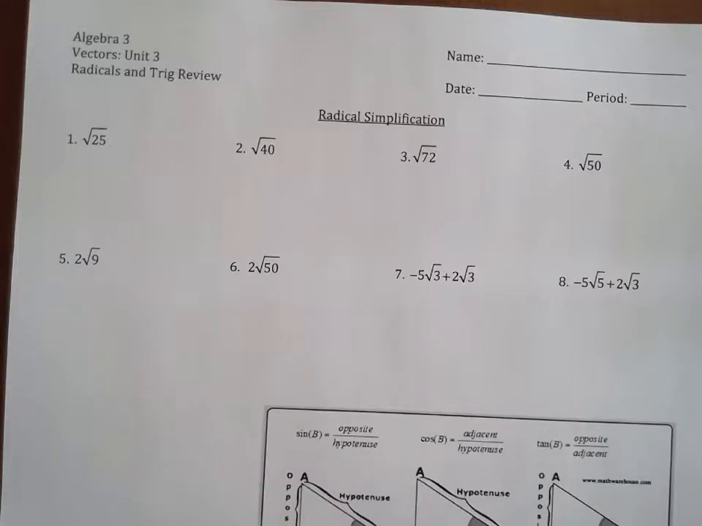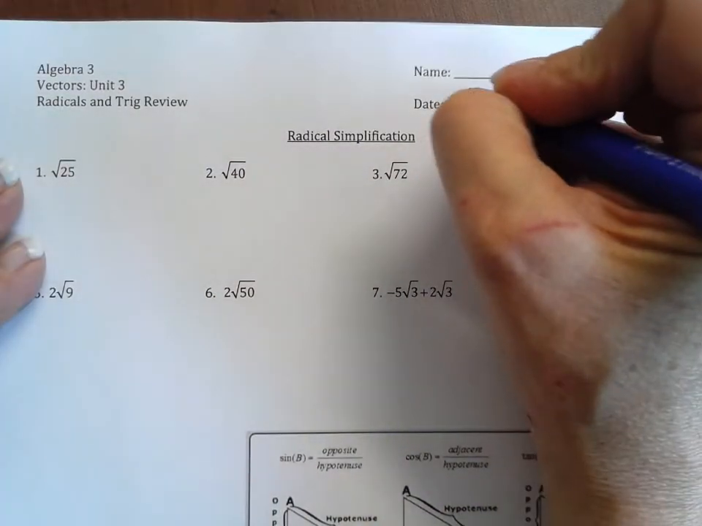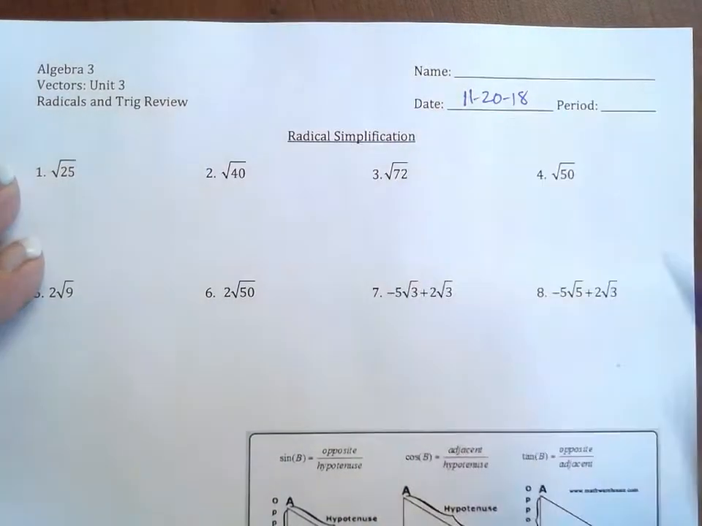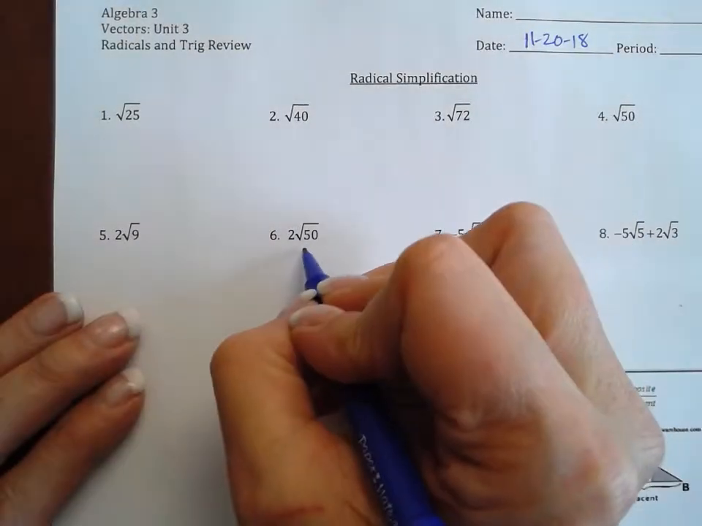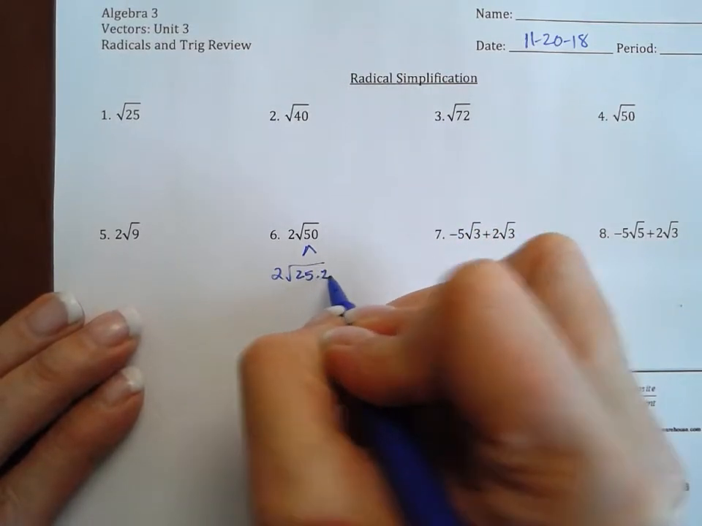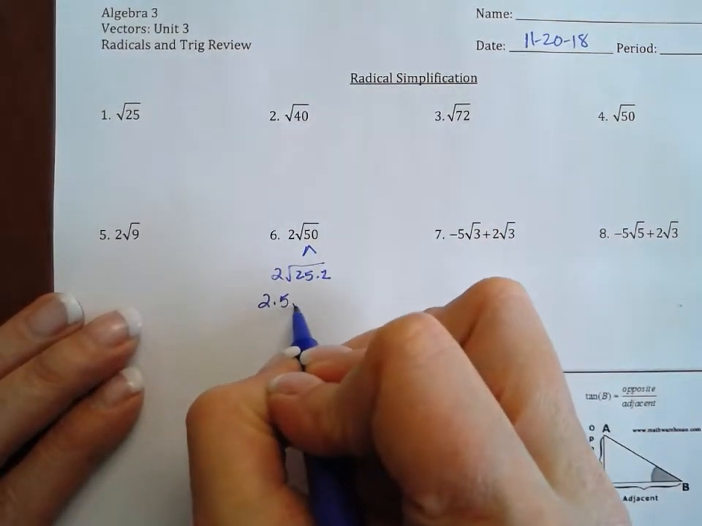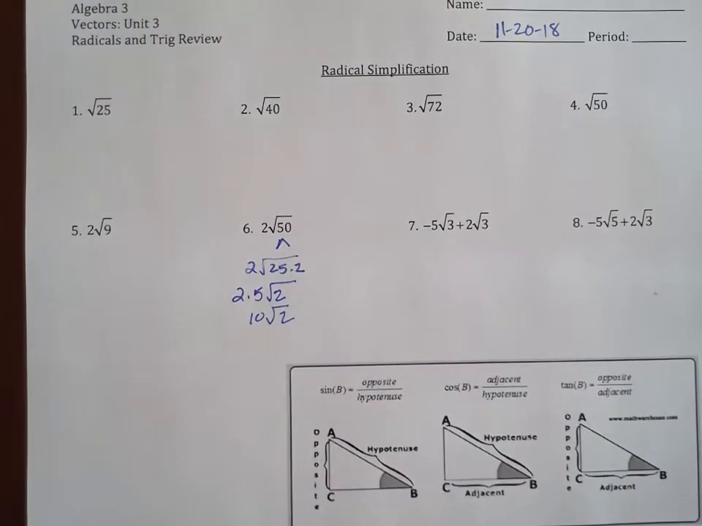Okay. So first off, are we feeling better about the simplifying on the radicals? If I wanted to simplify this one, it would be 25 times 2, so that would become 2 times 5 square root of 2. Yes? Remember all that? Awesome.